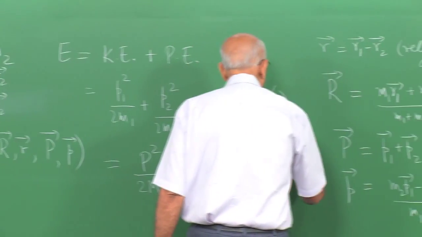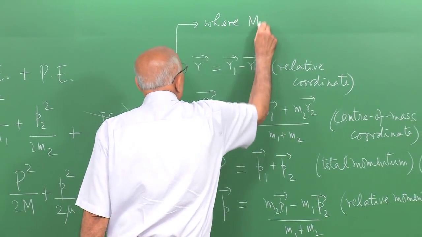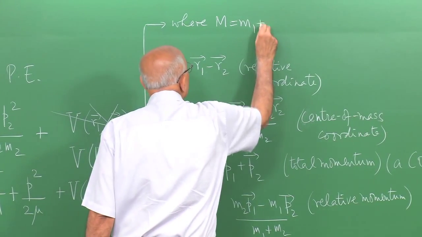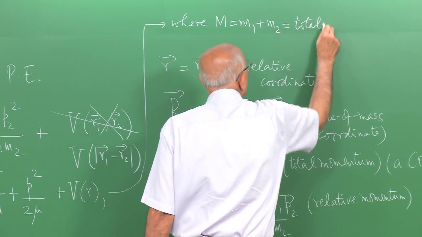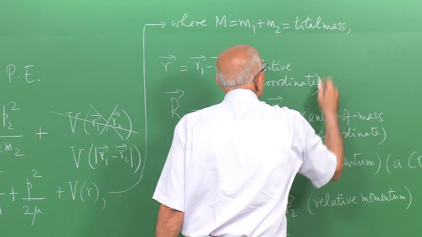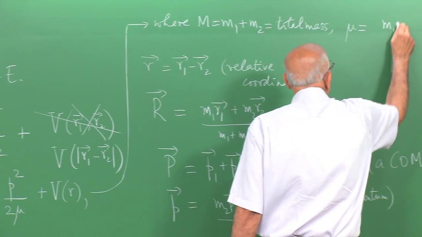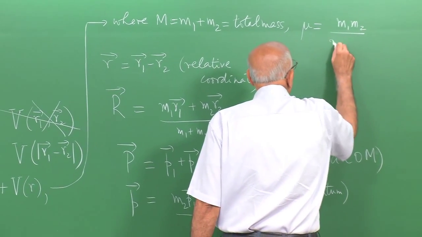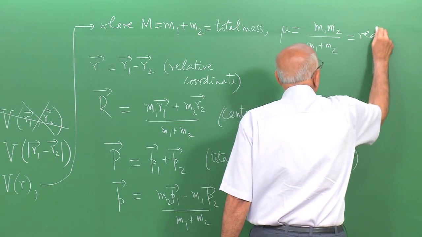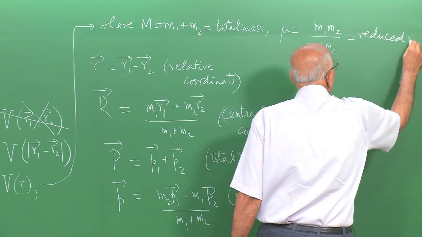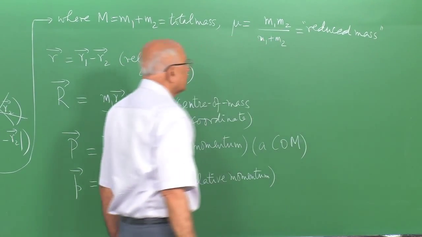where capital M is the sum of the masses, and that is the total mass, and little mu is equal to m1 m2 over m1 plus m2, the so-called reduced mass.